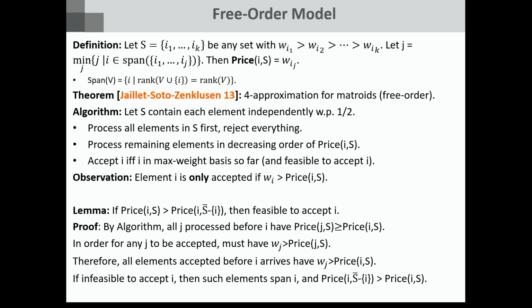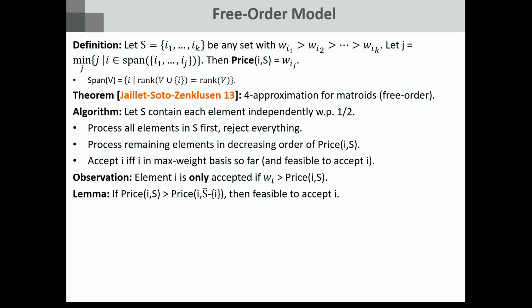Let me go through this last sentence one more time. Remember that the price of I with respect to S bar minus I means I start with the heaviest element in S bar minus I, and I keep going down, and I stop when I span I. We know that we can span I using elements that are all heavier than the price of I with respect to S. So this process definitely stops before we have considered any elements with weight lower than the price of I with respect to S. This directly means that the price of I with respect to S bar minus I is at least as large as this. This is really the key lemma in driving the proof.